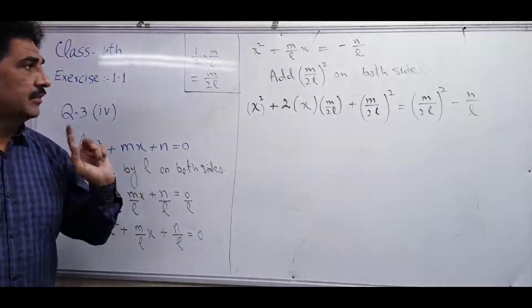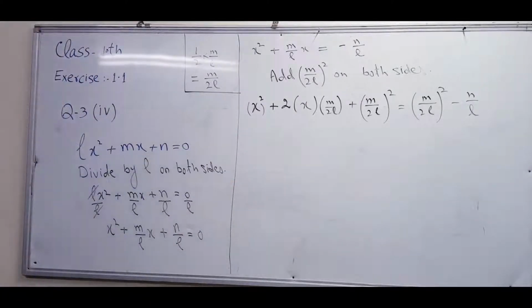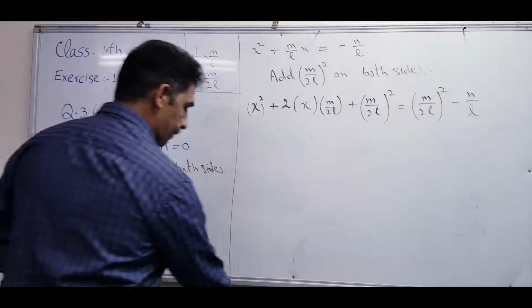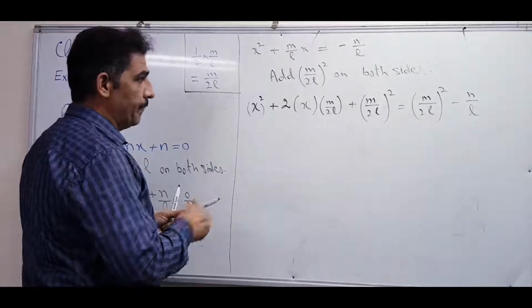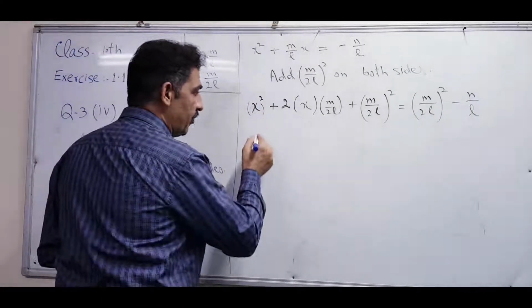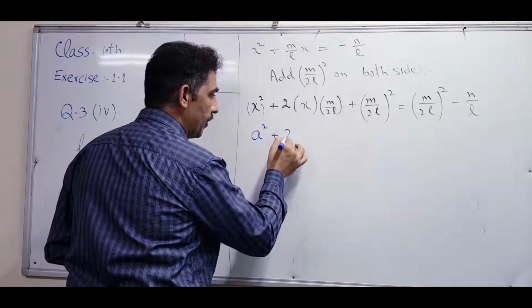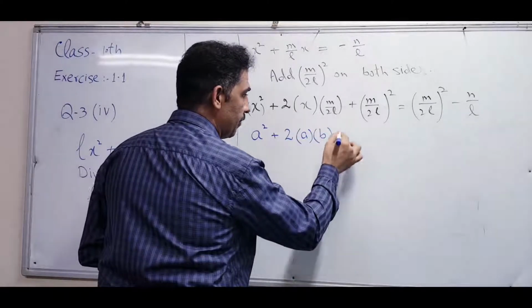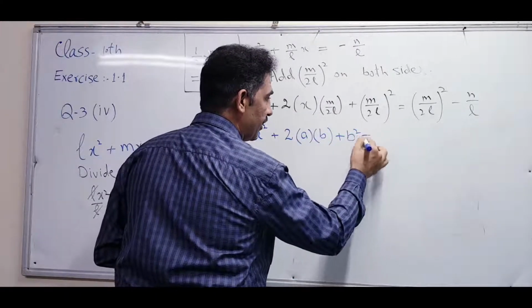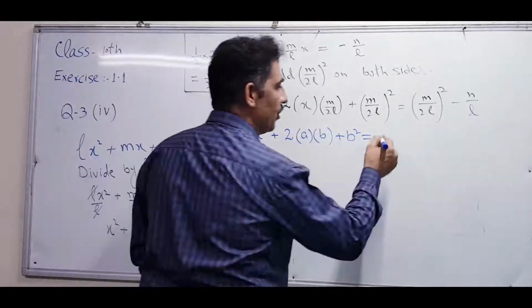After that, here becomes one formula. So what is that formula? I want to use the formula. So first I will write the formula, then I will explain what that formula is. Here we will use the formula a square plus 2ab plus b square is equal to, who's that? A plus b whole square. Good.